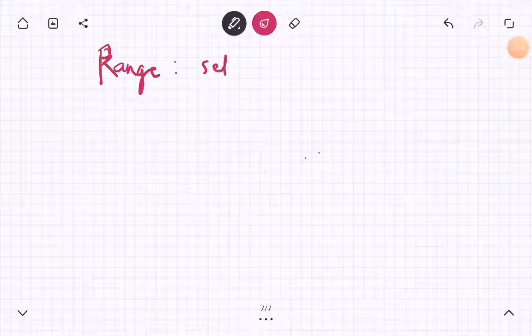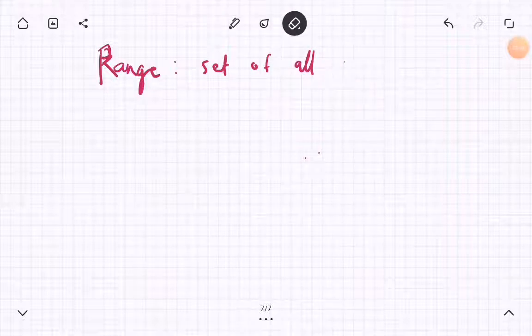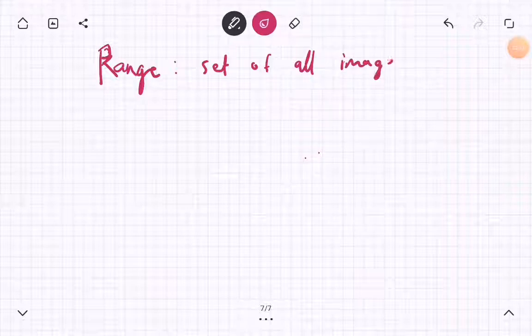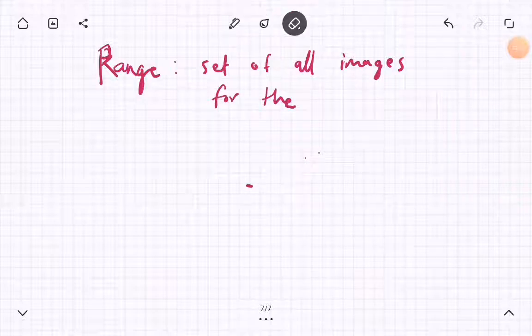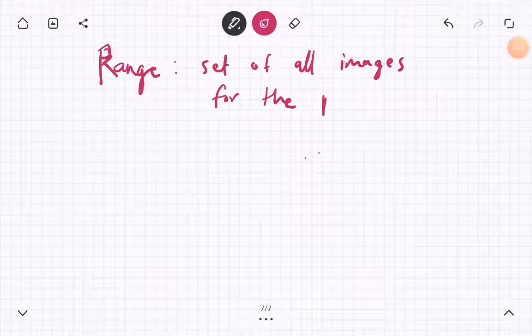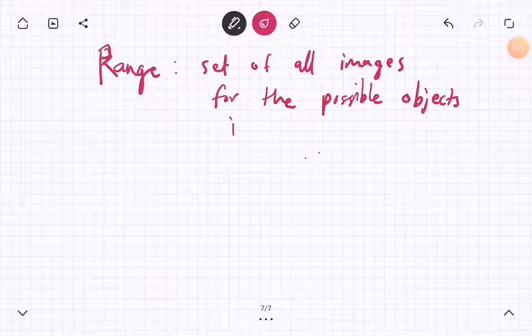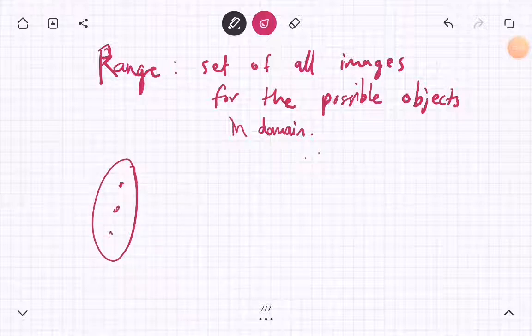The range is basically the set of all images. Okay, basically outputs, all images for the possible objects in the domain. So we have a domain, right? We have a domain. So these are the possible objects, and then you'll map them somewhere.